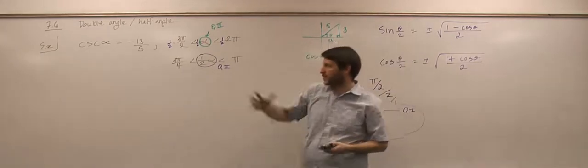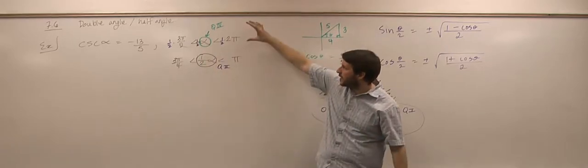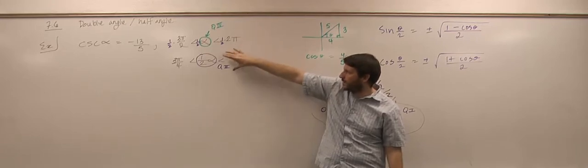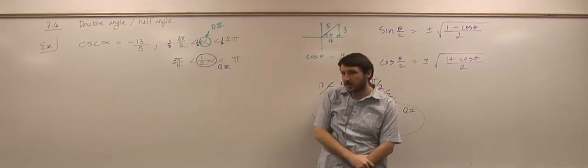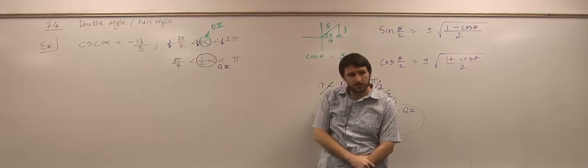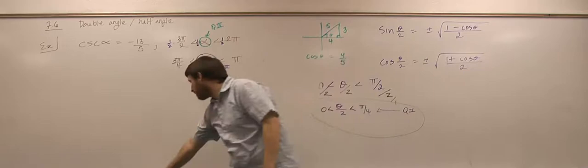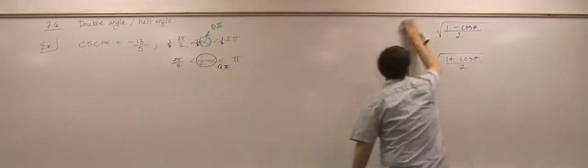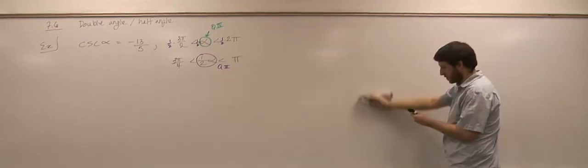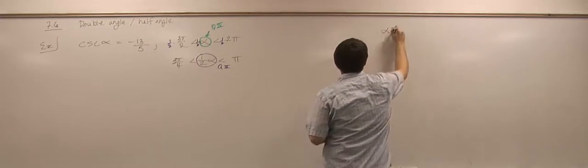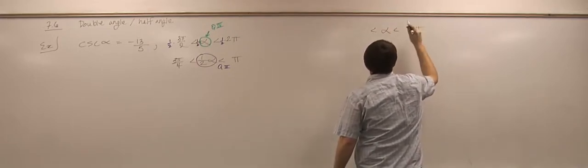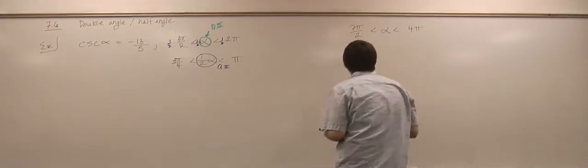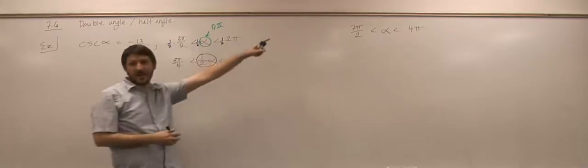Let me answer this. This is related, so I'm going to take a brief aside here. Alpha was in quadrant 4, and therefore 1/2 alpha was in quadrant 2. Is that always going to be true? Not necessarily, because I'll show you a slightly trickier example. If I gave you alpha between, say, 7 pi over 2 and 4 pi, where would this guy land?